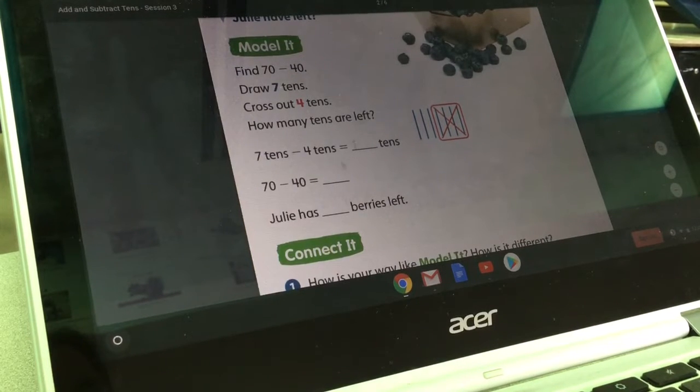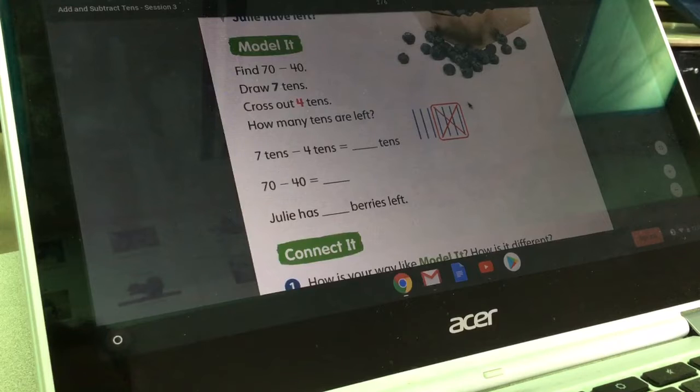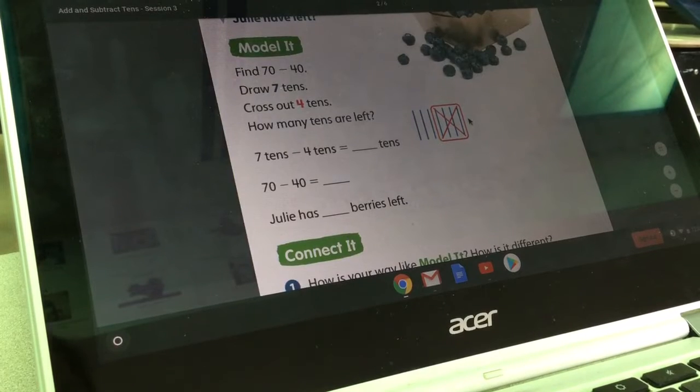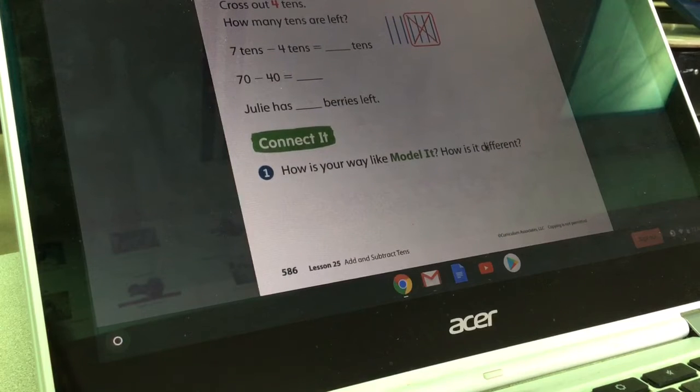How is our way different? We did not draw a picture. They did draw a picture for Model It. A picture is always a good idea, friends, always, especially when you're learning something new. So drawing out our 7 tens, crossing out our 4 tens, gave us our answer and a great way to visually see our answer also. So that's how our way is like Model It and how it's different.